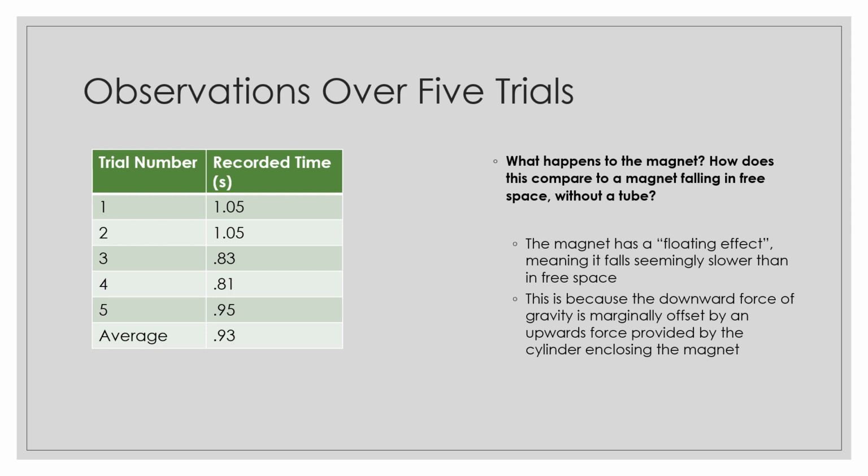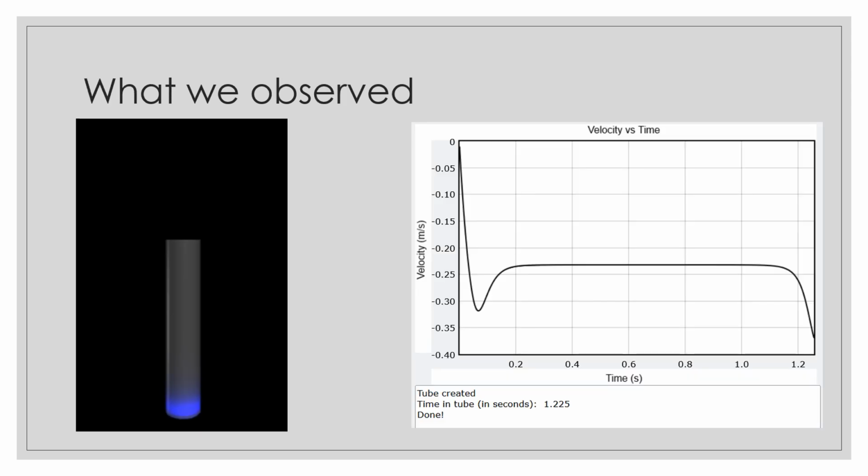So what happens to the magnet? And how does this compare to a magnet falling in free space without a tube? As mentioned before, the magnet now has a slight floating effect, meaning it will fall seemingly slower than in free space. This is because the downward force of gravity is marginally offset by the upwards force provided by the cylinder enclosing the magnet. So that's what we observed.